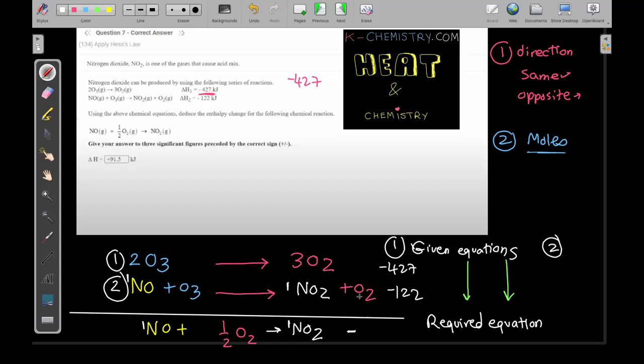So let's see what we'll do with the oxygen. We'll keep the oxygen to the end. So it's negative 122 because the number of moles is the same and the direction is the same. So keep it as it is. Now add this to the other equation.